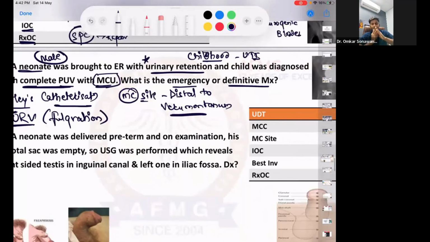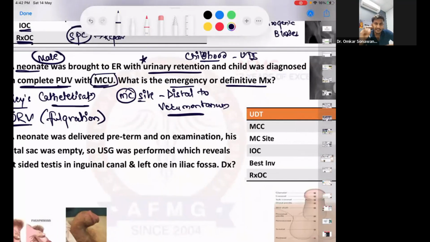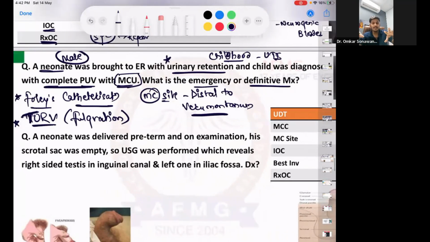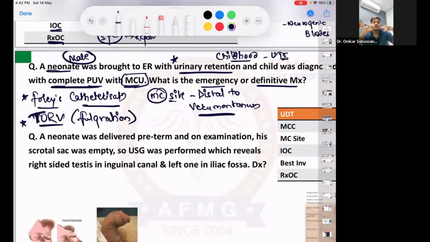Please remember, PUV is the most common obstructive congenital anomaly of the male urethra. Overall, the most common congenital anomaly of the male urethra is hypospadias. It is seen in a male child. A neonate will come to the emergency with urinary retention. A child will come to the OPD with recurrent UTI. If neonate, it can be a complete valve. If child, it can be a partial valve.